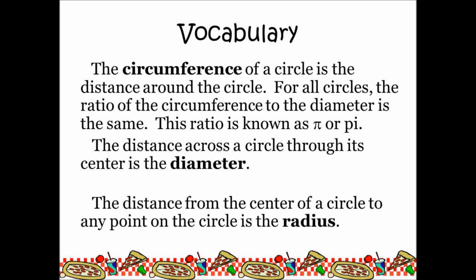Vocabulary. The circumference of a circle is the distance around the circle. For all circles, the ratio of the circumference to the diameter is the same. This ratio is known as pi. The distance across a circle through its center is the diameter. The distance from the center of a circle to any point on the circle is the radius.